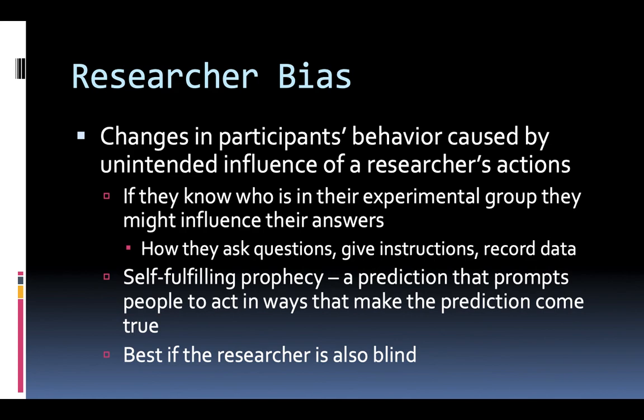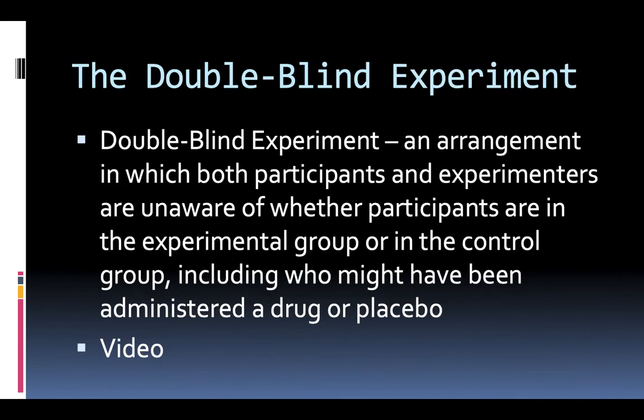Same thing with the participant. We want to make sure the participant is blind as well as the researcher, and that is what we call a double-blind experiment. That's the arrangement in which both the participants and the experimenters are unaware whether the participant is in the experimental group or in the control group, including who was administered the drug or the placebo.